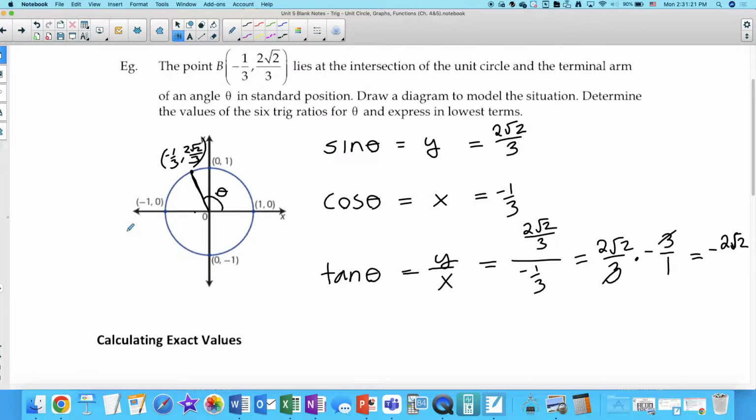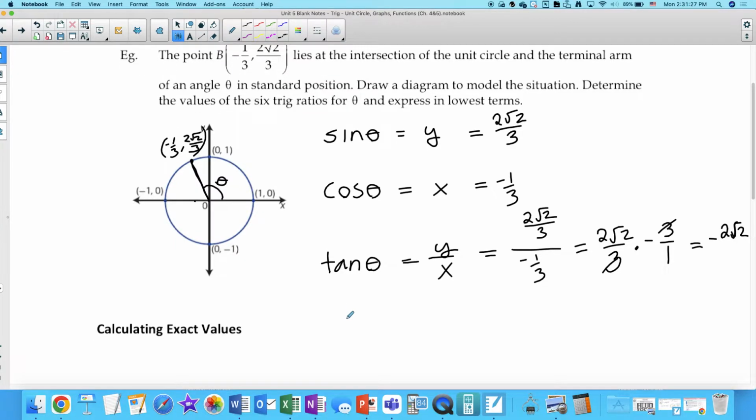Okay. So we got the 3 primary trig ratios. Now we have to get the reciprocal trig ratios. Okay? So I might have to do some of it here and some of it over there. I wrote too big. But the first one I'm going to do is cosecant theta, which is 1 over y. It's the reciprocal of sine, right? So that will be 3 over 2 root 2.